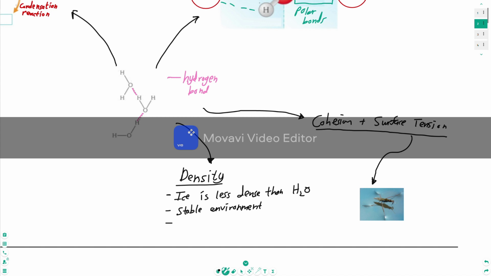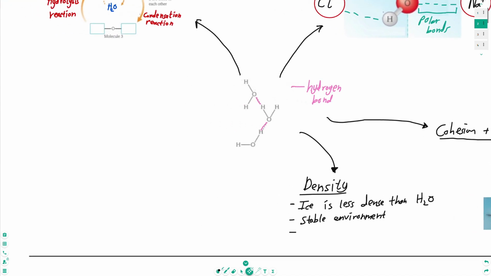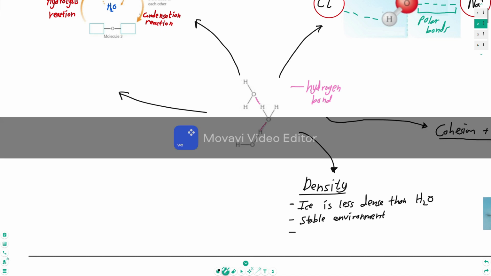And then some other things that I'm not going to go into much. Here we have two other properties. Here we have specific heat capacity, so it's a high specific heat capacity.